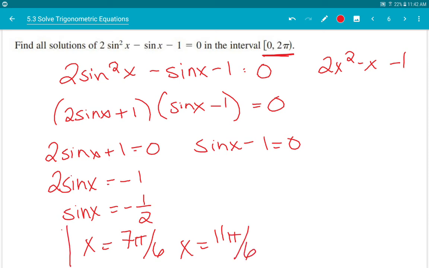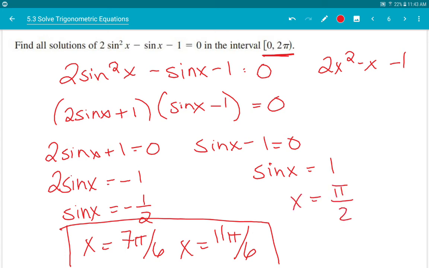Those are the two function values at which sine is going to be equal to -1/2. Here we're looking at the function value where sine is equal to 1, so that's going to be only at pi over 2. Okay, so now those are your three solutions. Again, because they gave us this closed interval here, we only have to provide the solutions that are between 0 and 2 pi. There's no need to provide the solutions for the entire number line.